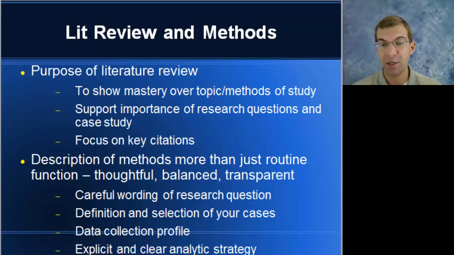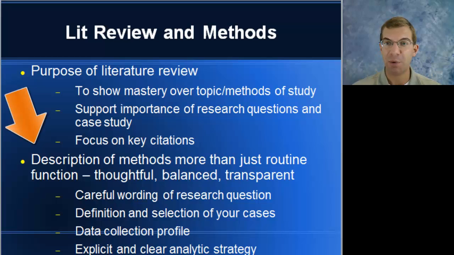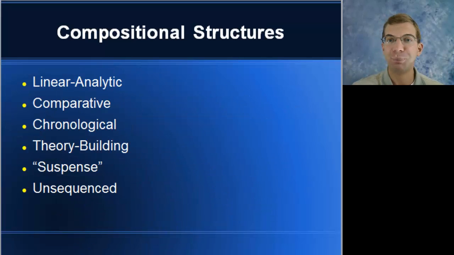The methods portion is more than just saying what you're going to use. You want to be thoughtful, balanced, and transparent. This is going back to the validity points. You want to make it clear that you are being an objective scholar who's trying to understand this issue. So you want to carefully word your research question. You want to clearly define what your cases are and aren't, setting those boundaries. We talked about the data collection profile, how you're going to be collecting data, and then an explicit and clear analytic strategy, how you're going to analyze the data so an independent person could do the same thing. Those are lit review and method sections, which you can even start working on now.